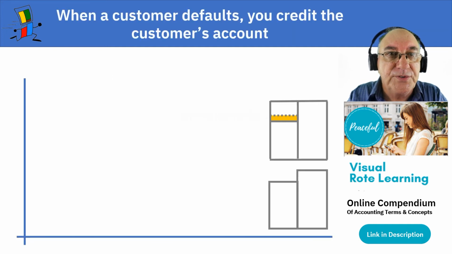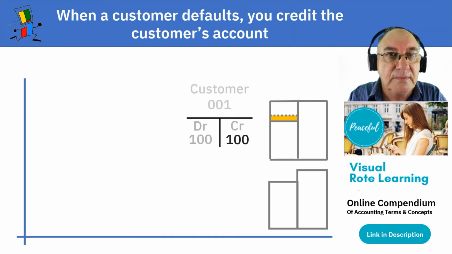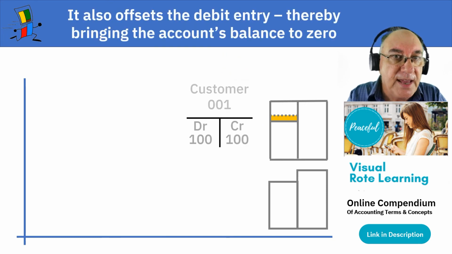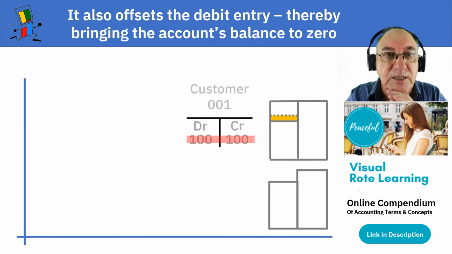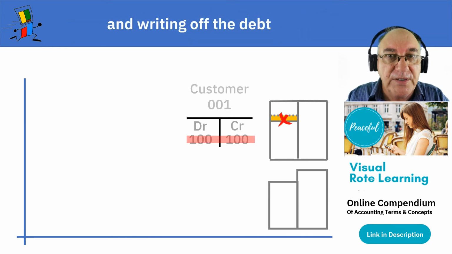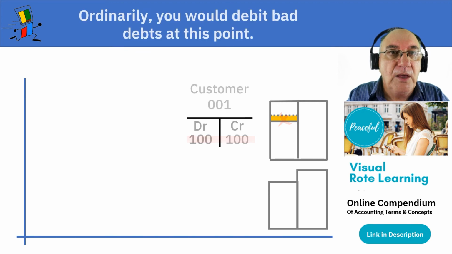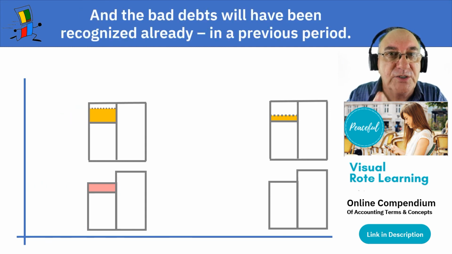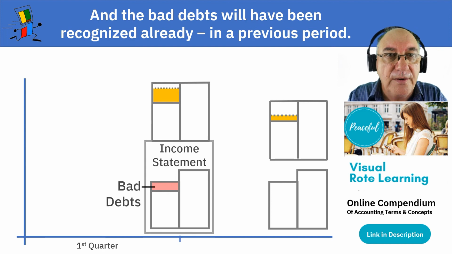When a customer defaults, you credit the customer's account. This shows that you are taking value from their account. It also offsets the debit entry, thereby bringing the account's balance to zero and writing off the debt. Ordinarily, you would debit bad debts at this point, but you recorded the bad debts earlier when recording doubtful debts, and the bad debts will have been recognised already in a previous period.